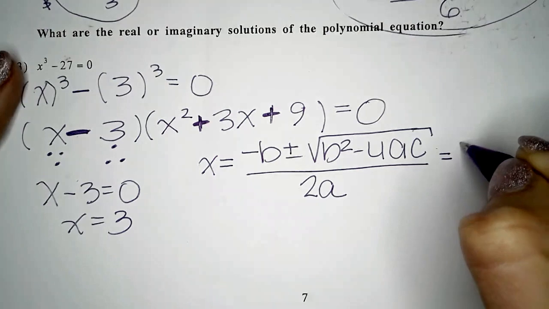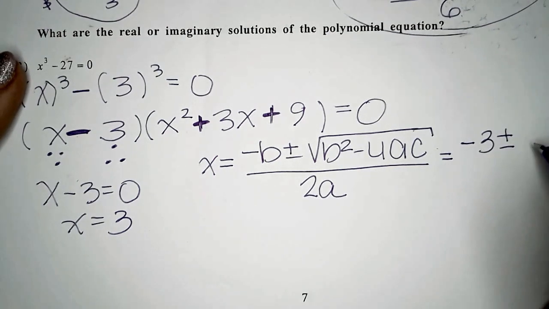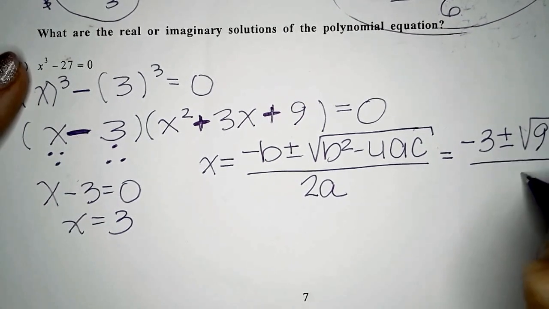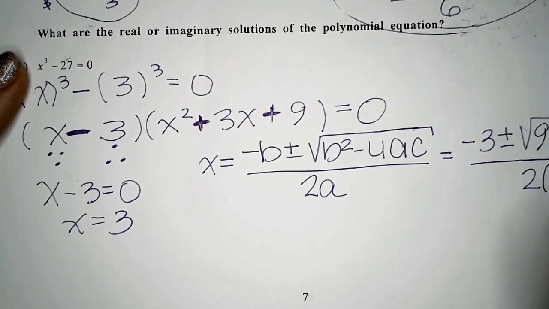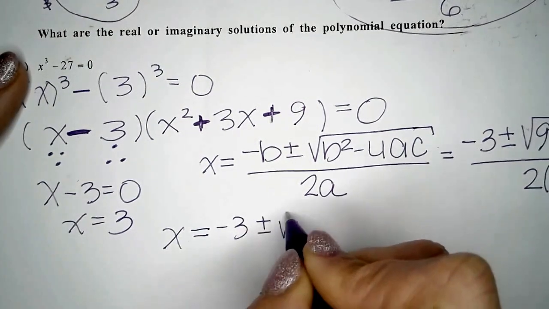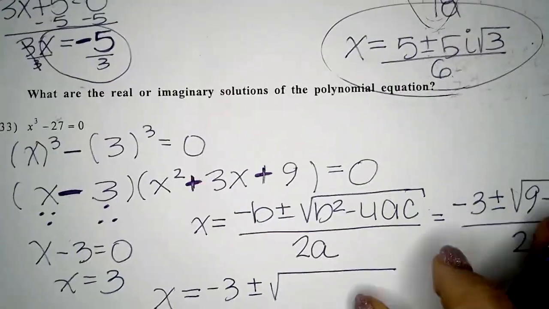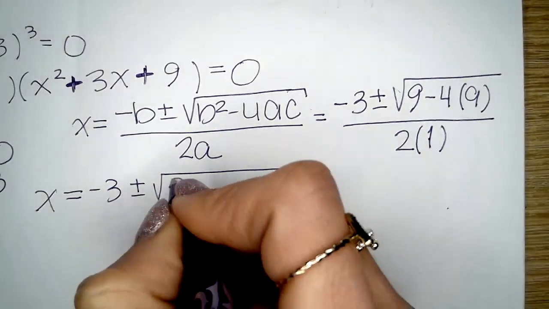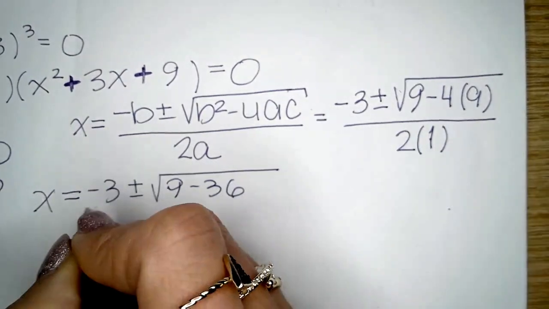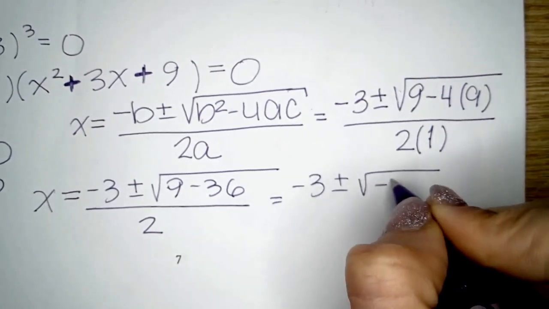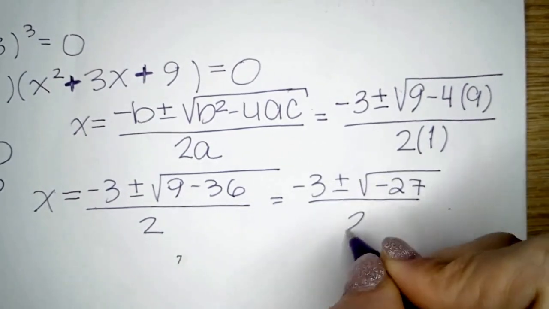Now I fill in negative b, negative 3 plus or minus the square root. B squared would be 3 squared, which is 9, minus 4 times 1 times 9, which is 9, all over 2a, which is 2 times 1. Next step, x equals negative 3 plus or minus the square root of 9 minus 36, all over 2. Negative 3 plus or minus the square root of negative 27, all over 2.